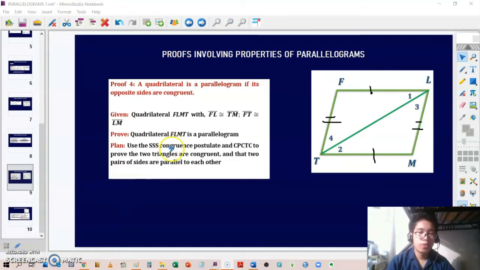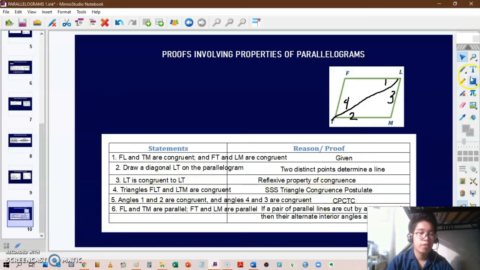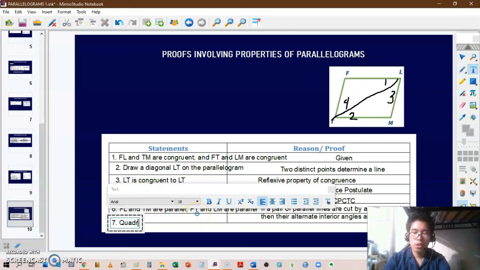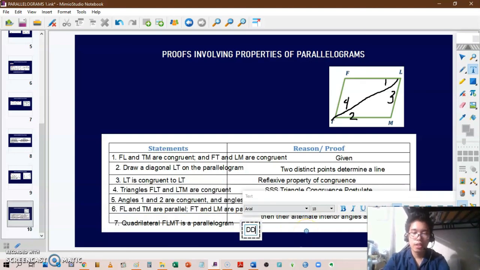And lastly, we can now prove that quadrilateral FLMT is a parallelogram because it has two opposite pairs of parallel lines that are congruent to each other, and when a transversal was cut between those two parallel lines, we formed two pairs of congruent alternate interior angles. So let's write that here. For number 7, quadrilateral FLMT is a parallelogram, and the reason for that is the definition of a parallelogram.